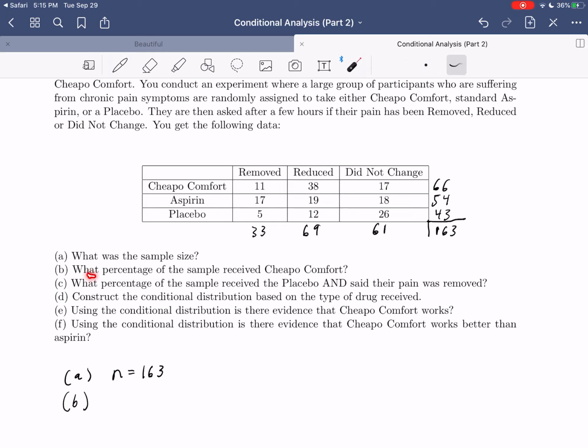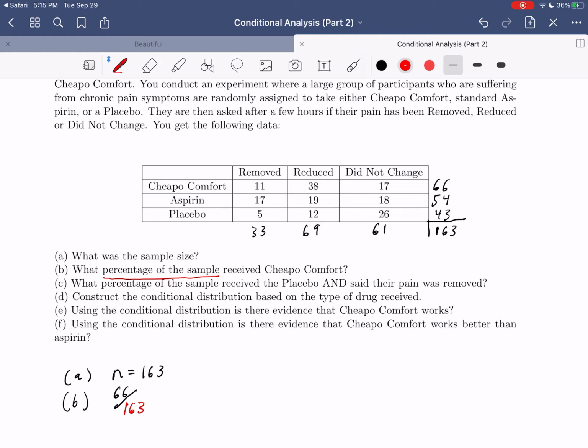Next one, we want to know what percentage of the sample received Cheapo Comfort. Well, first thing we want to make sure of here is notice it says what percentage of the sample. So we know that we're saying out of the total sample, so we're going to be dividing by 163. We want to know received Cheapo Comfort. We can see that right there. So we can do this as 66. There were 66 people who received Cheapo Comfort as their treatment, divided by 163, because there were 163 people in our sample.